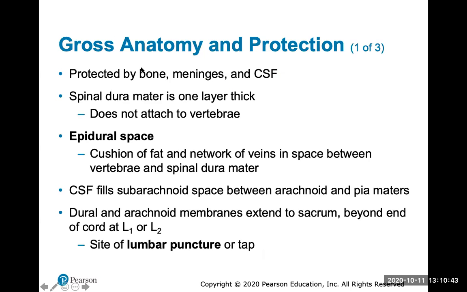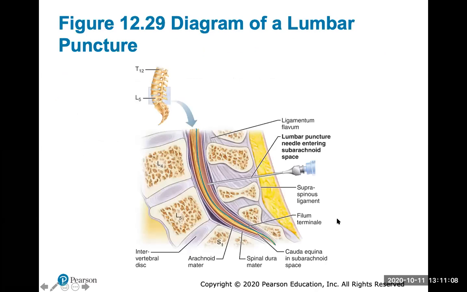So your spinal cord is protected by bone, the meninges, and cerebrospinal fluid. The epidural space is the cushion of fat and network of veins in the space between the vertebrae and the spinal dura mater. Cerebrospinal fluid will fill the subarachnoid space. And around L1 or L2 would be the site of a lumbar puncture or lumbar tap.